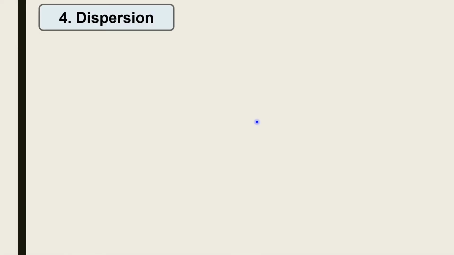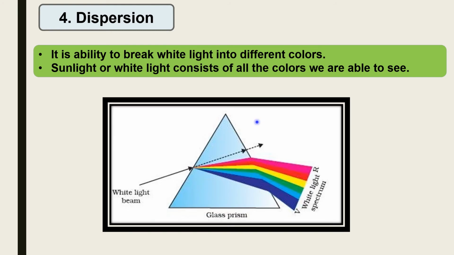And the fourth is dispersion. What is dispersion? A while ago I showed you a GIF, in which white light passes through a triangle, which is a glass prism, and after it passes through, it turns into different colors. That is what you call the white light or the spectrum. It is the ability to break white light into different colors. Sunlight or white light consists of all the colors we are able to see.